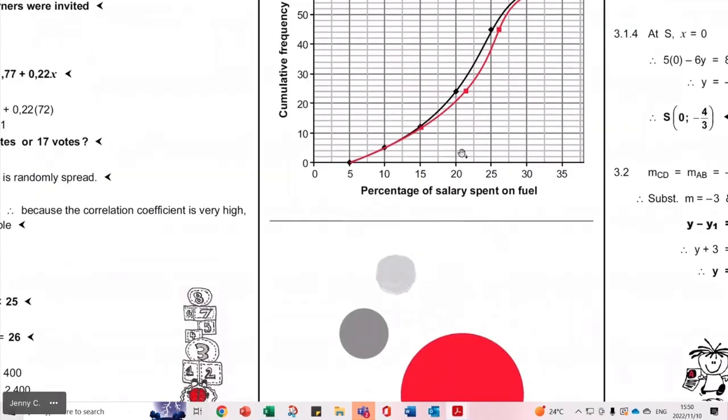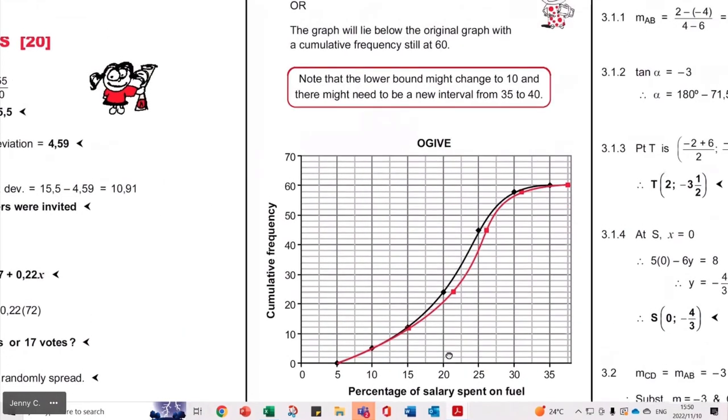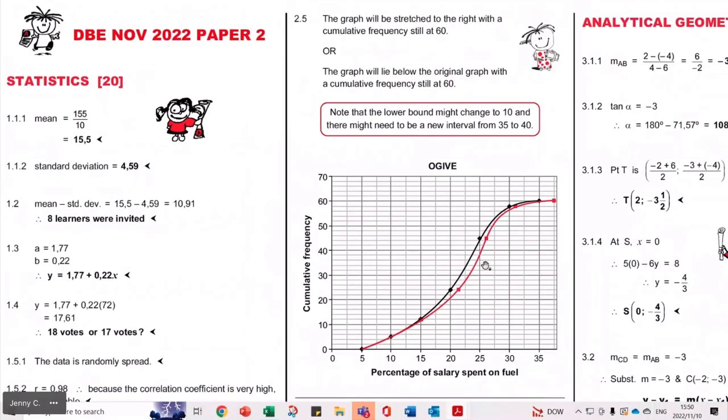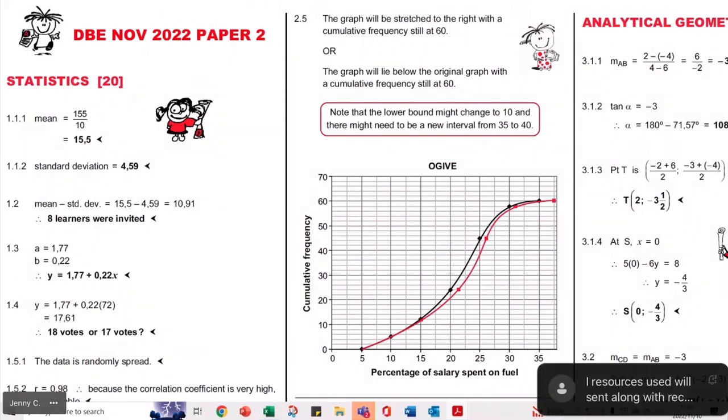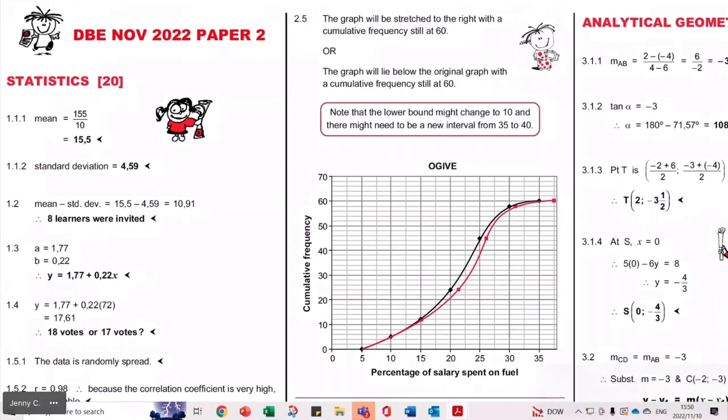And then question 2.5. I'm not sure if this is what they wanted, or how it's going to be marked, but this is our attempt at what we think is going to happen. I've taken the ogive and drawn what I think is going to be the new ogive. We've got to remember that the people who spend a small percentage of their salary on fuel are going to spend more, but not significantly more, whereas the people who spend a large percentage of their salary are going to spend a much greater percentage of their salary.